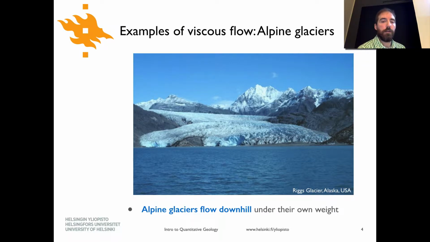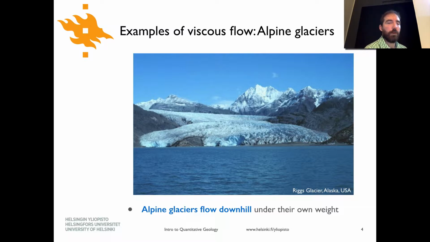Here we have one nice example of a viscous fluid, and that is ice. Whether you call this solid or fluid probably depends on the time scale a bit. But as geoscientists, we can think of ice as a fluid. In the case of things like alpine glaciers, the snow that accumulates up at high elevations is compacted into ice and begins to flow downhill under its weight once the thickness of the ice gets big enough.